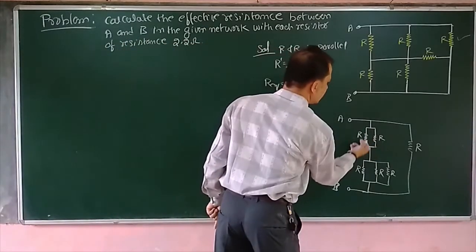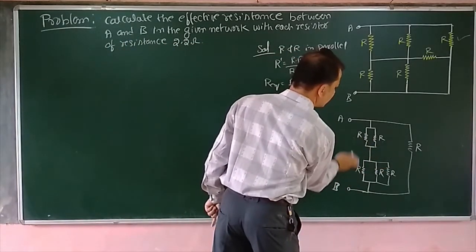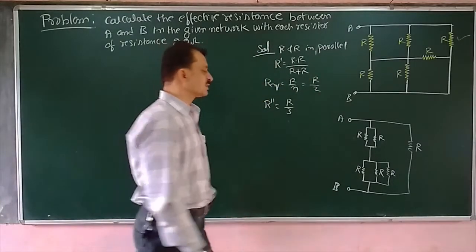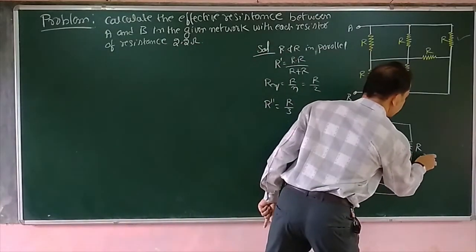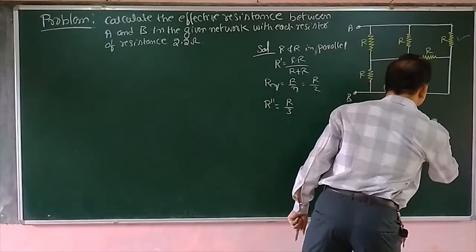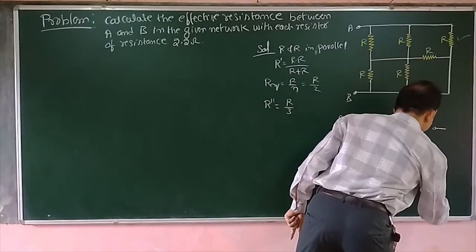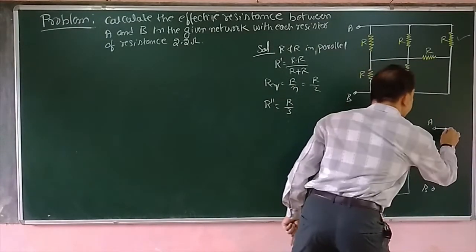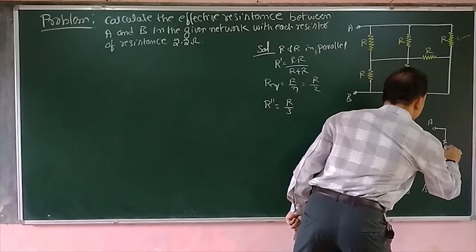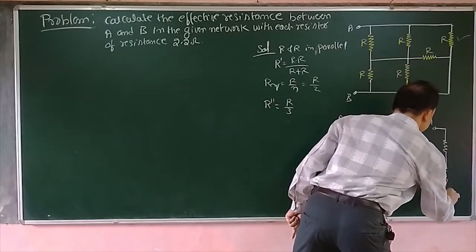Now I am replacing these. Now these two are in series. Let us rewrite the circuit once by replacing. Okay. Now this is terminal A and this is terminal B. Now we have two resistors in series.